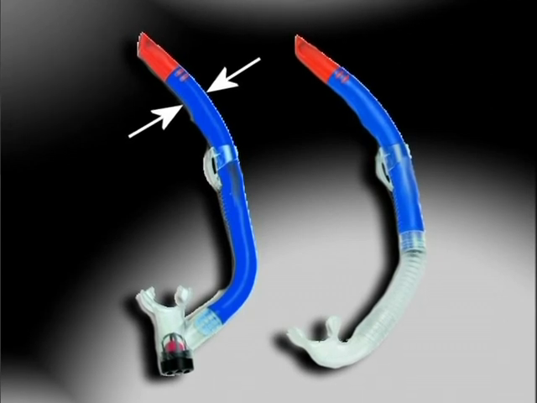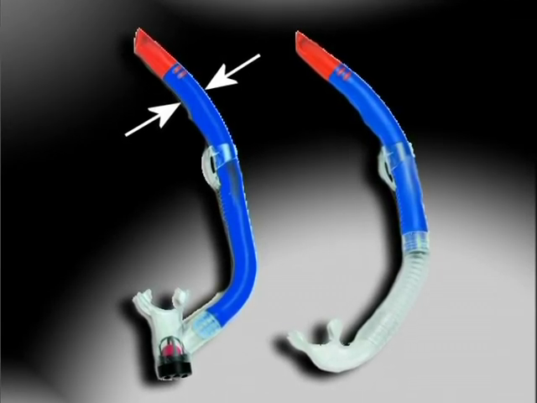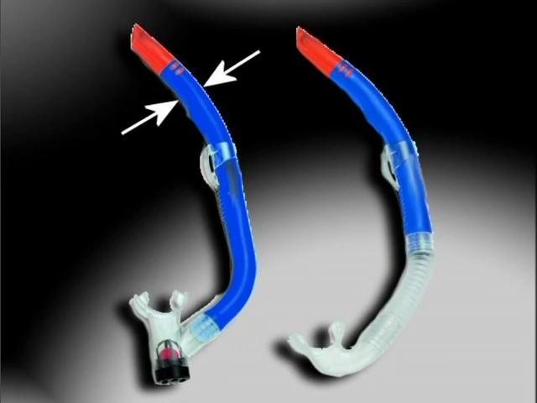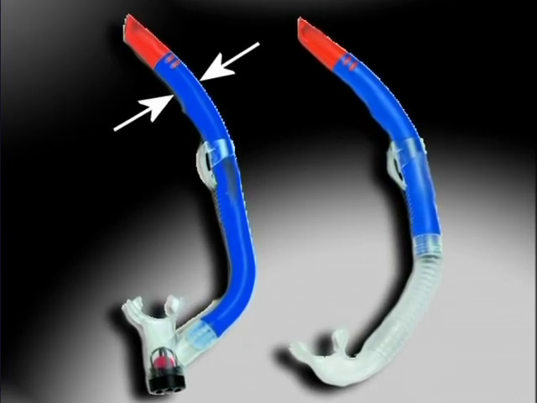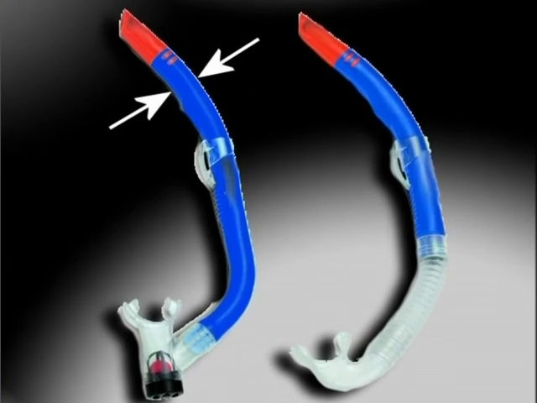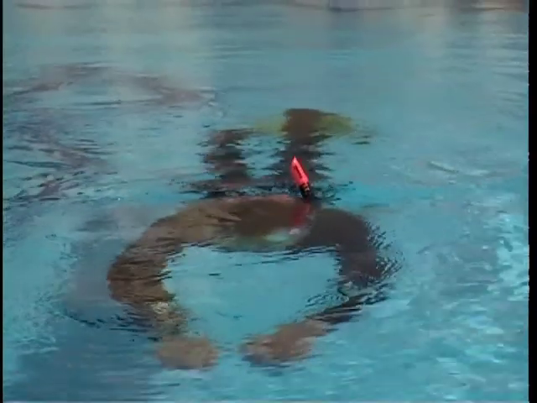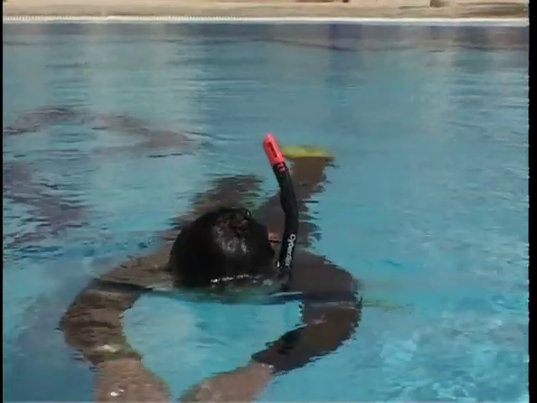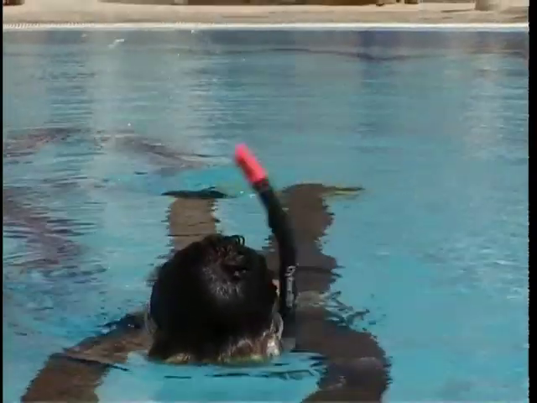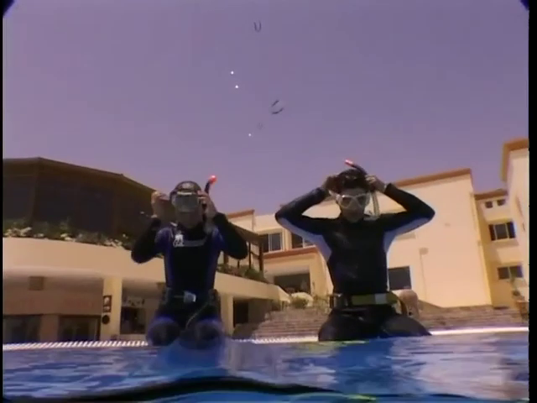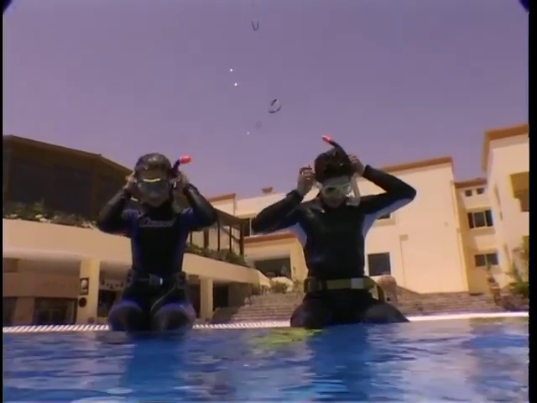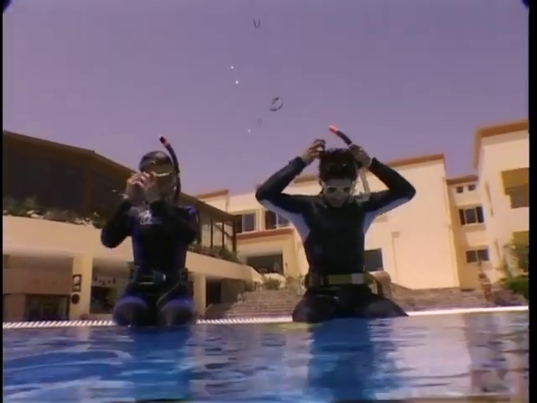The diameter of the tube should be about 2 centimeters, 3/4 of an inch. If it were smaller, breathing would be difficult, and if it were much larger, emptying it of water would be more complicated. The top part of the tube is usually brightly coloured so that it can be easily seen on the surface. All the equipment must be rinsed in fresh water after each dive, even when it is used in the swimming pool. It should then be left to dry in the shade.